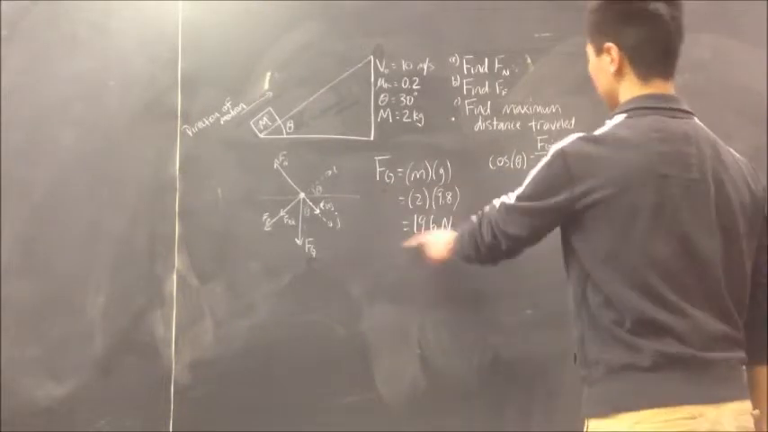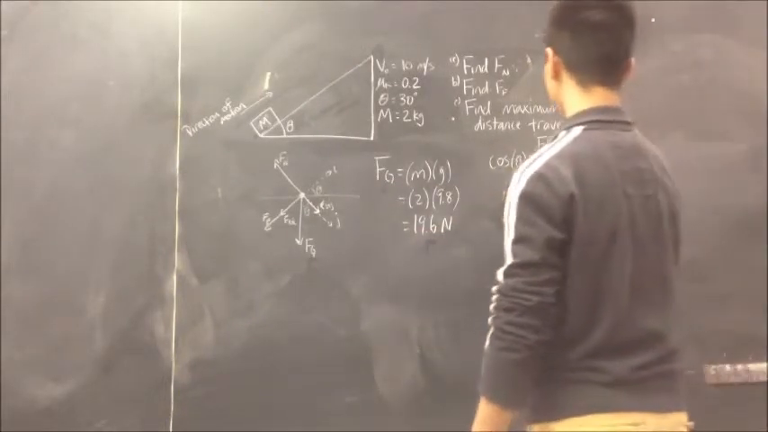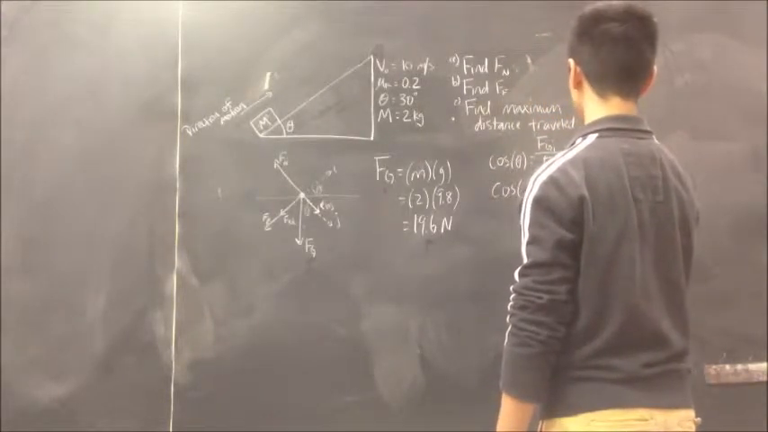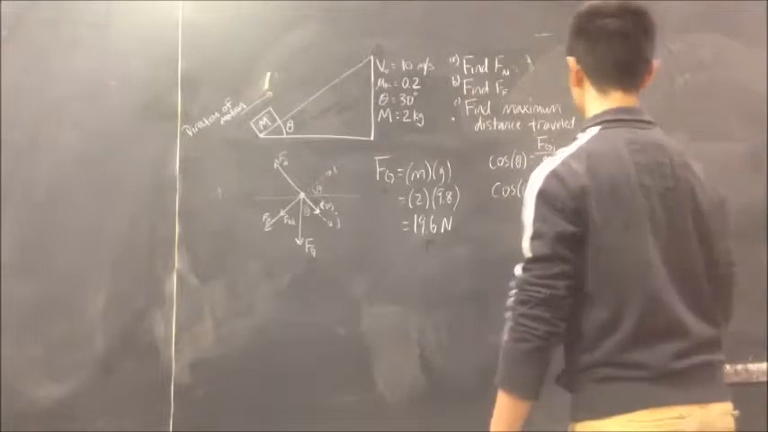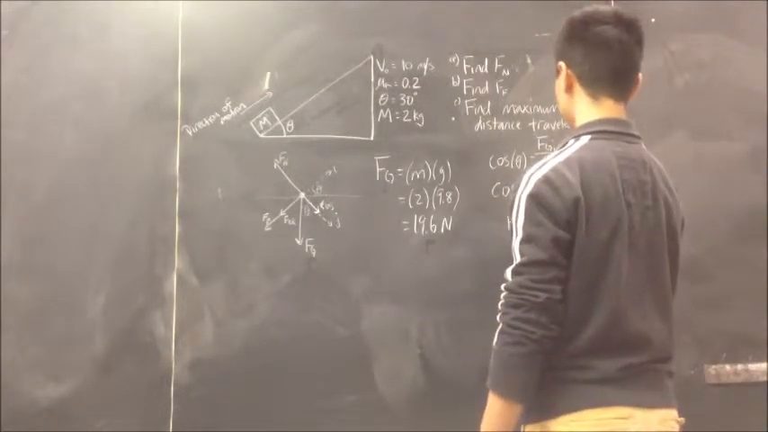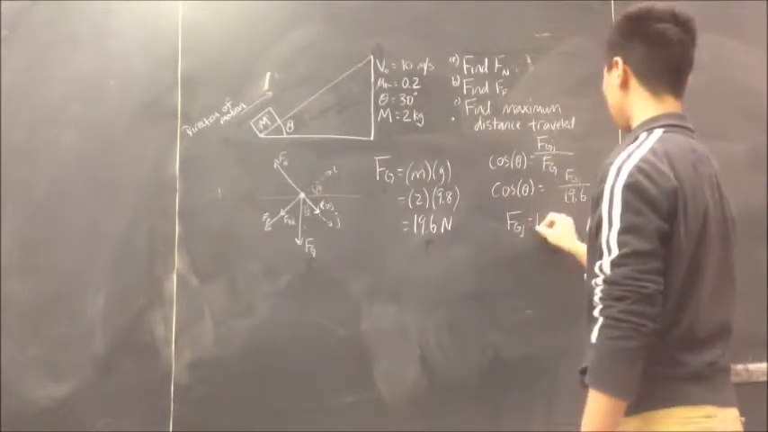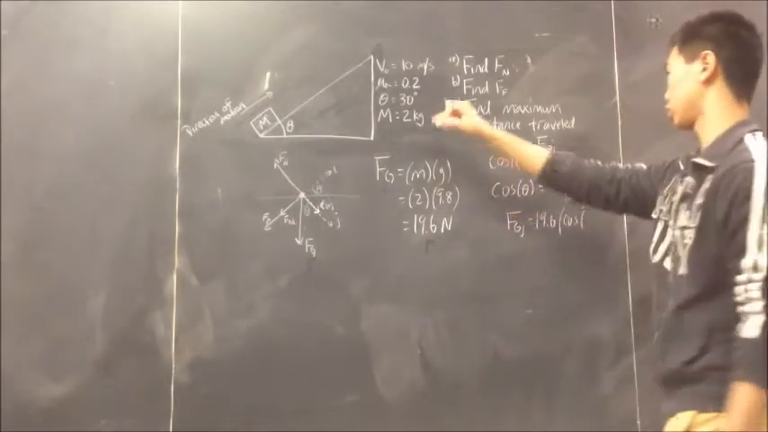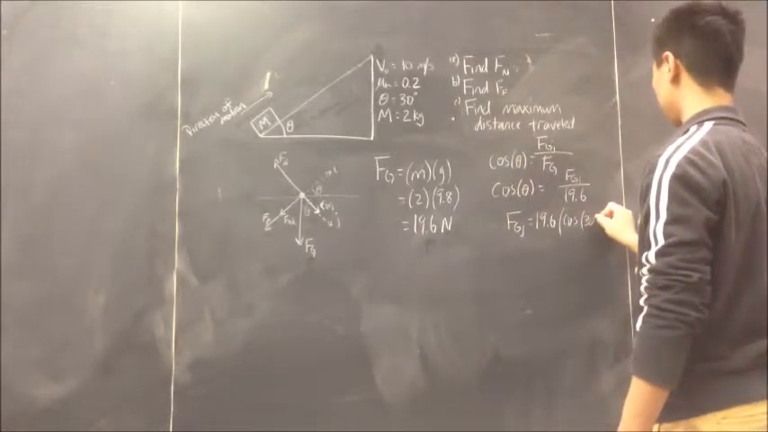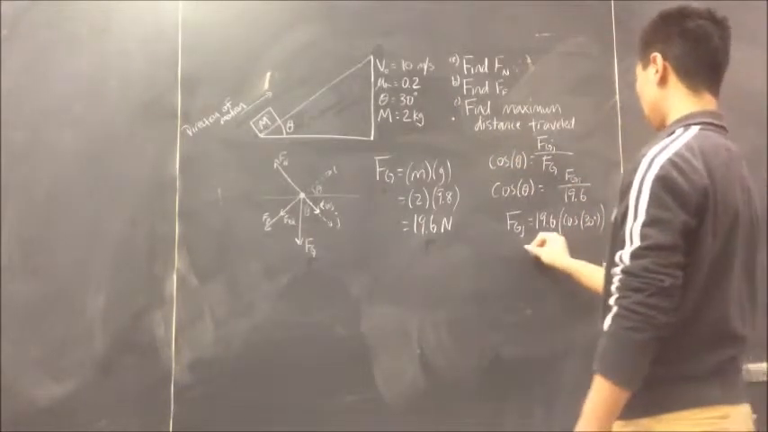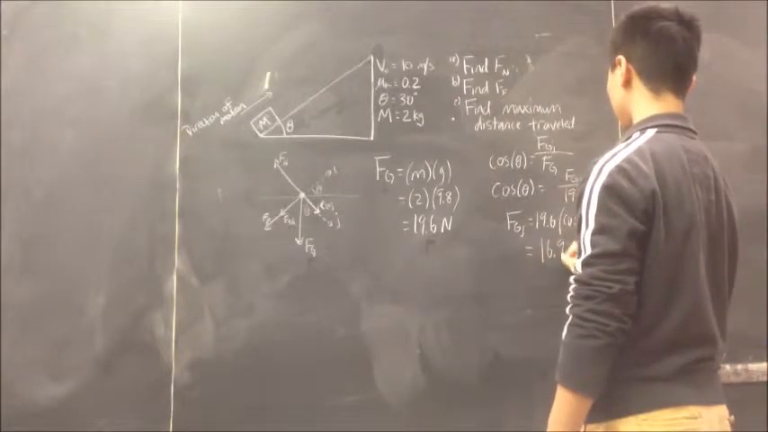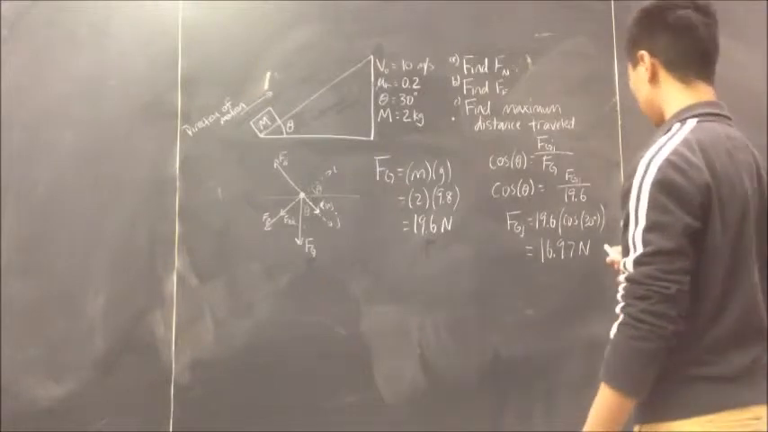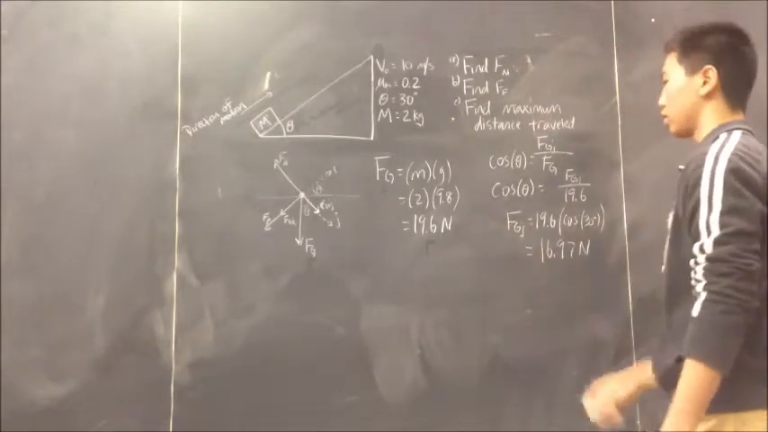And we just said that FG is 19.6, so cosine of theta equals FGJ over 19.6. So FG in the J direction equals 19.6 times cosine of theta, which is 30 degrees. Do the math, this comes out to be 16.97, and once again the units are newtons. And this is your force of gravity in the J direction.